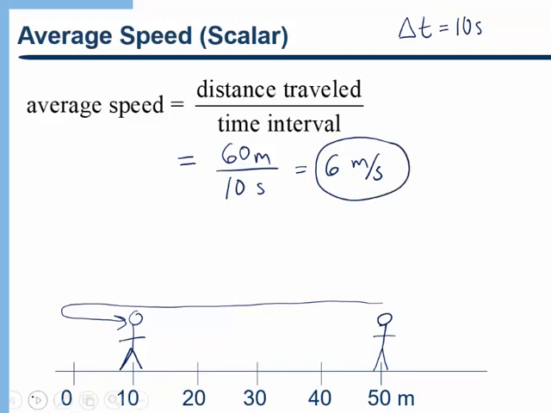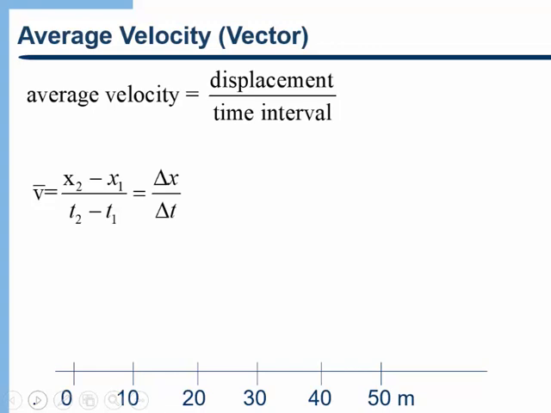To contrast with average speed, we now want to define a new quantity, which is average velocity. You'll notice that unlike average speed, which was a scalar, average velocity is a vector. We define the average velocity in terms of the displacement. So you'll notice that the average velocity is defined as the displacement per time interval.